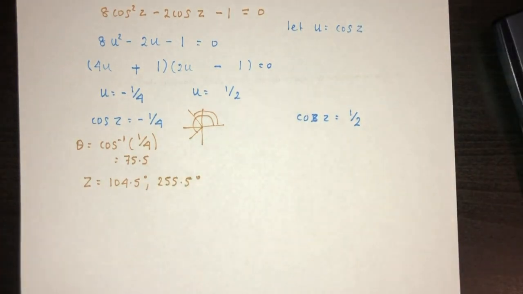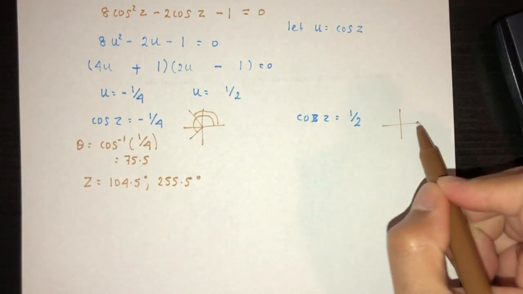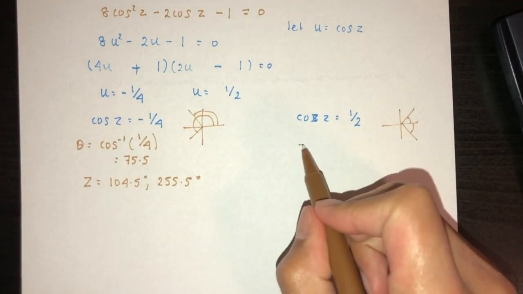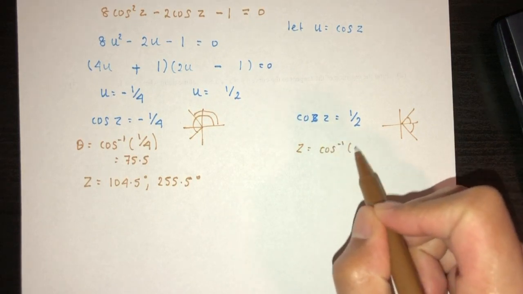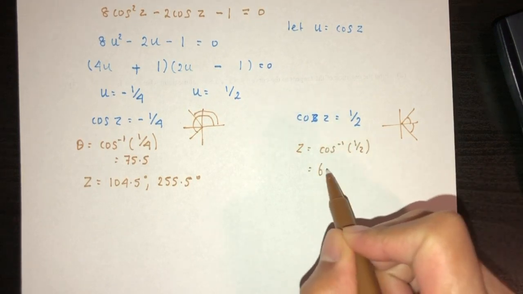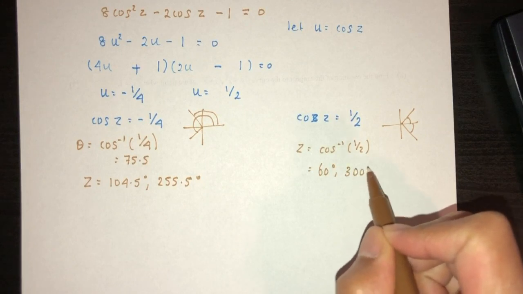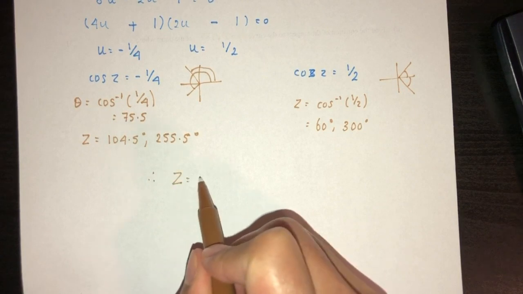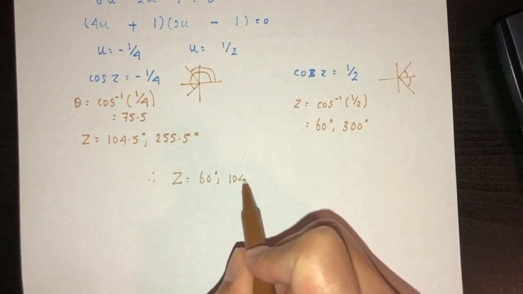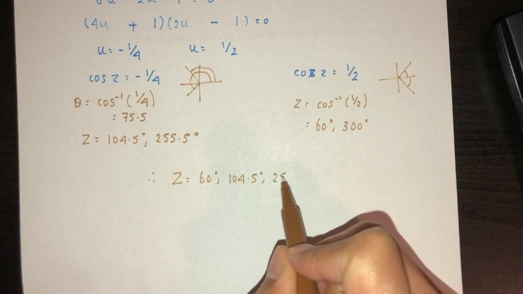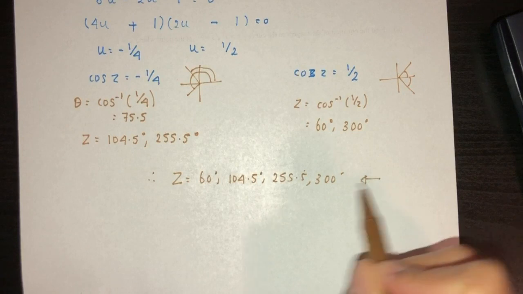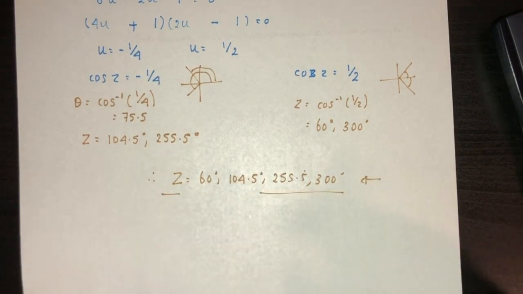Now here, as you can see, cos is positive. It will be in your first quadrant and your third quadrant. Okay, I'm sorry, the fourth quadrant. So z will be cos inverse of half, which is 60 degrees and also 300 degrees based on your quadrants. Now finally you will have z is equal to 60, 104.5, 255.5, and 300 degrees. That will be the answers for question part C, and that is question number 9.